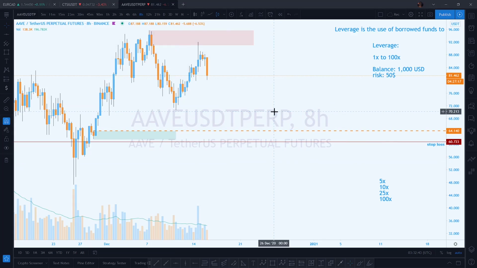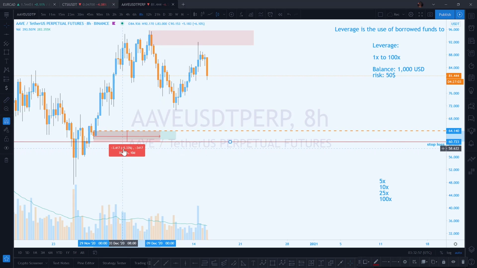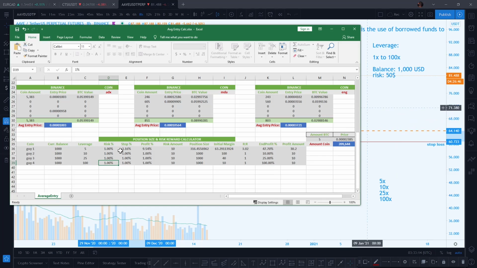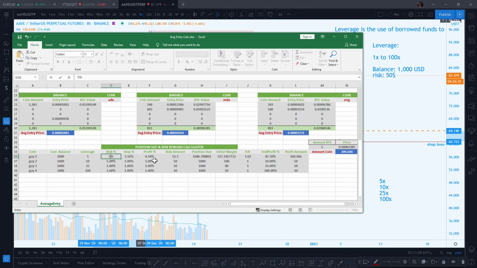Now, to calculate position size, what is the percentage of your entry to your stop loss? Let's do that. That is 5.33% from entry to stop. So if the trade goes against you up to a 5.33 negative percentage, you'll be taken out of the market. And by then, you will be losing $50. Here is 5%, the risk. Distance to stop is 5.33.